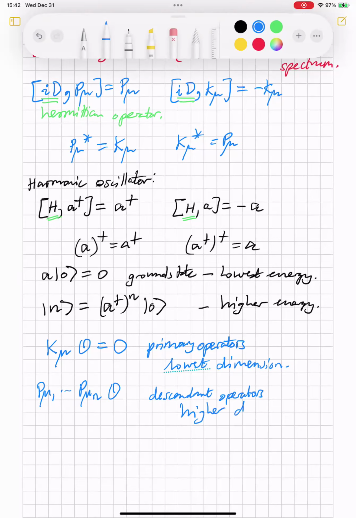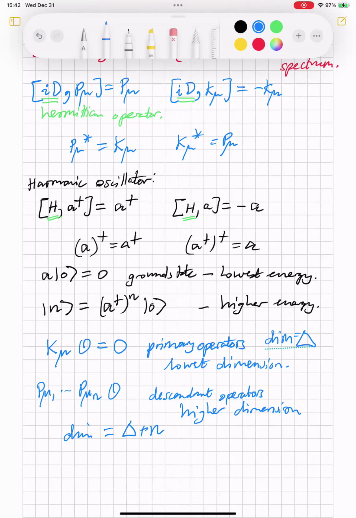In fact, if the primary had dimension delta, so delta's the dimension of the primary, then the dimension of this descendant would be delta plus n. So every time you act with P mu, you increase the dimension of the descendant by 1. So you add 1 to the dimension.